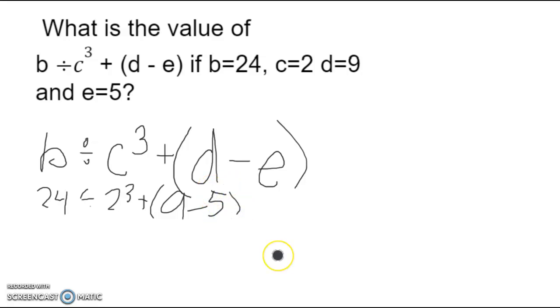All right, according to order of operations, we do the part in the parentheses first. So 9 minus 5 is going to be 4.